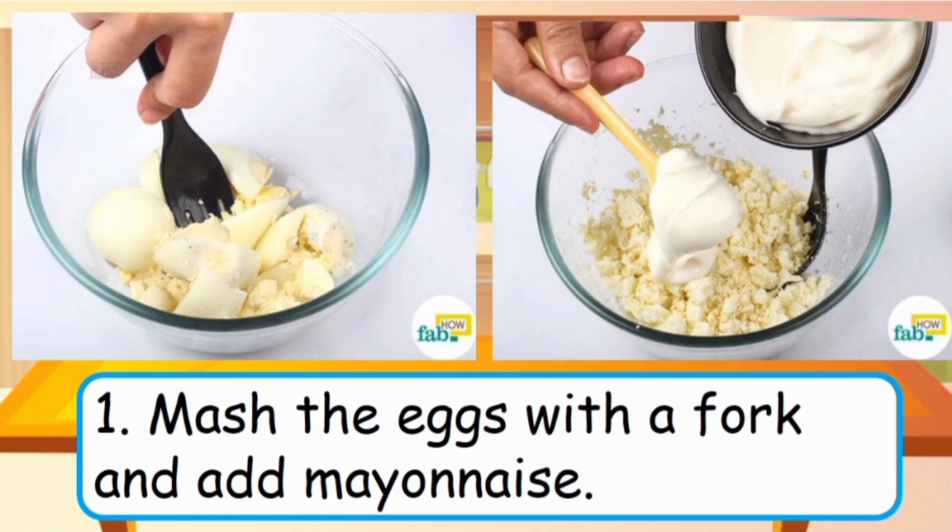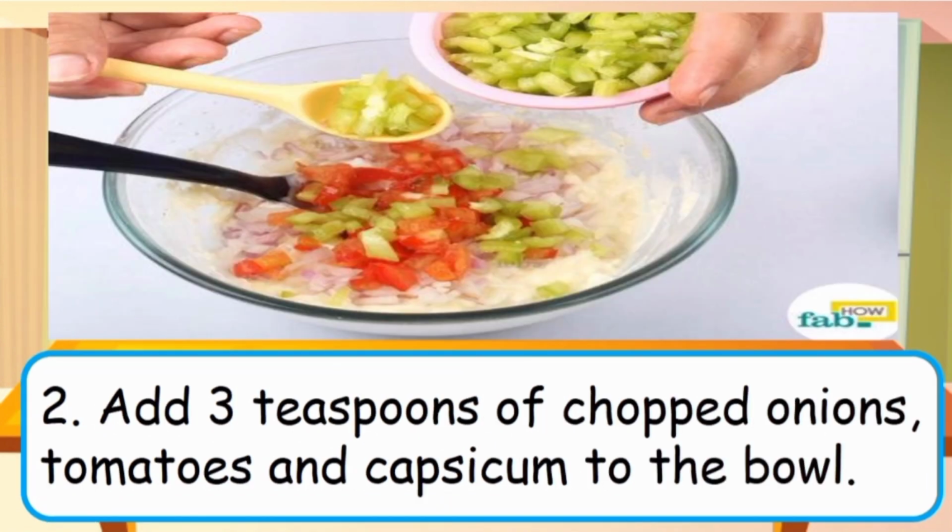Kacau hingga rata. 2. Add 3 teaspoons of chopped onions, tomatoes and capsicum to the bowl.